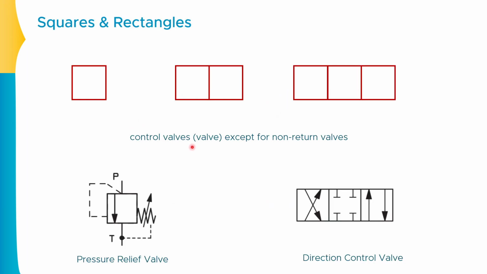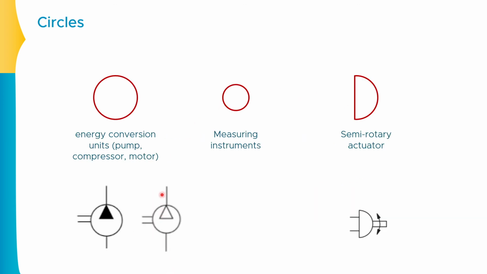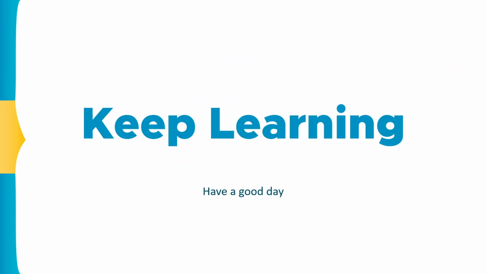Squares will represent the control valves, pressure control valves or direction control valves or flow control valves. And further, if there is a bigger circle, it will represent the energy conversion element. If it is a smaller circle, it will represent the measuring instrument. And if it is a semicircle, in that case, it will represent the semi-rotary actuator which will have the limited angular motion. So this is the end of this specific video.